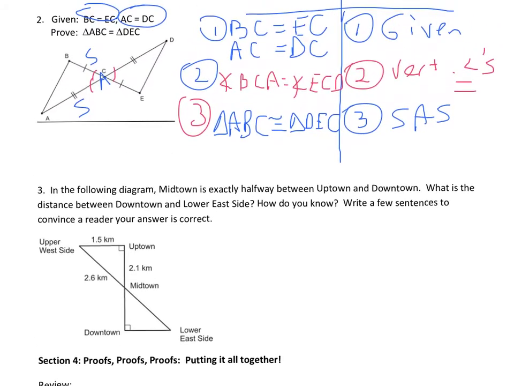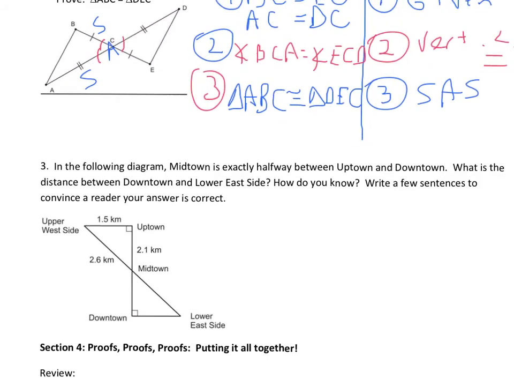And the last example for this section, in the following diagram, Midtown is exactly halfway between uptown and downtown. What is the distance between downtown and the Lower East Side? How do you know? Write a few sentences to convince your reader is correct. So let's take a look at this.